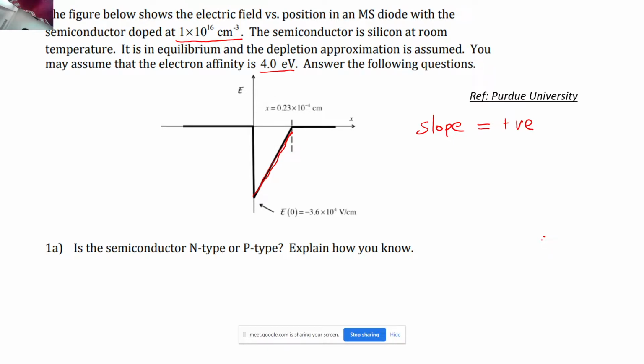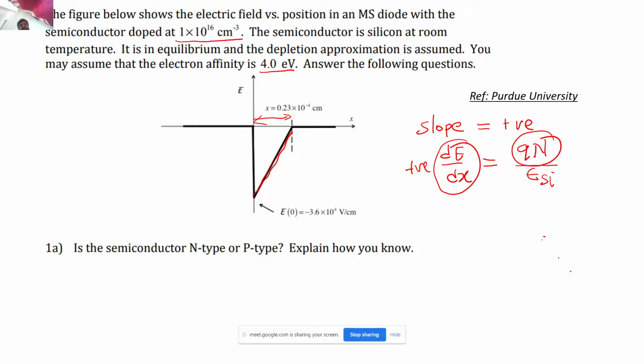The charge density, yes, exactly. So we know from Gauss's law that dE/dx is equal to q times n, the charge density present in this length, divided by epsilon silicon, correct? Now you just told me that the slope is positive. So that means this charge density must be positive, correct?